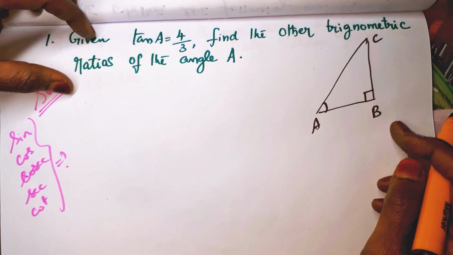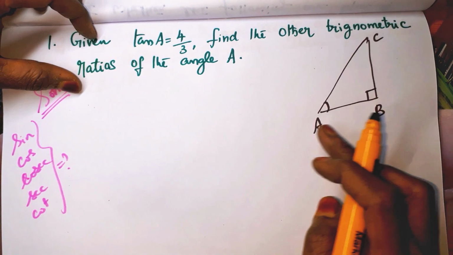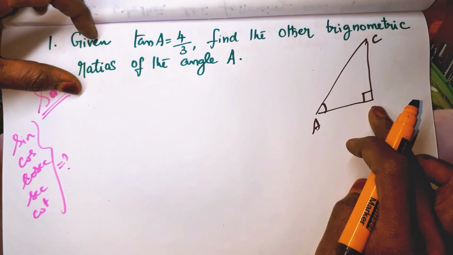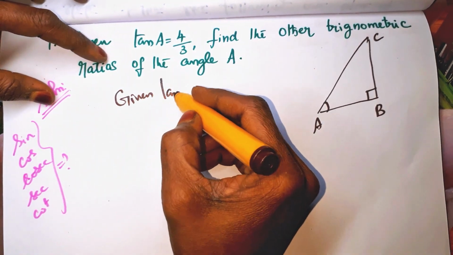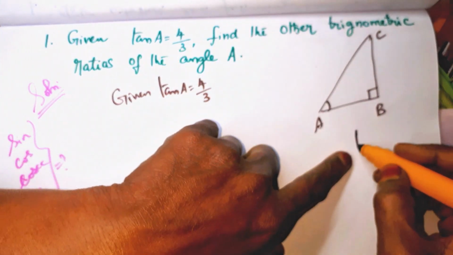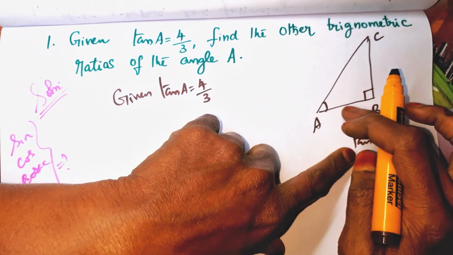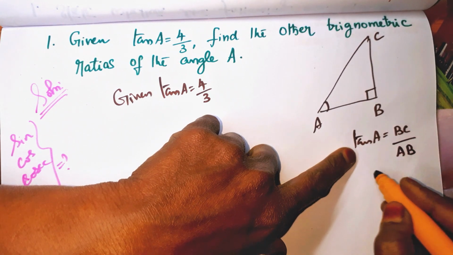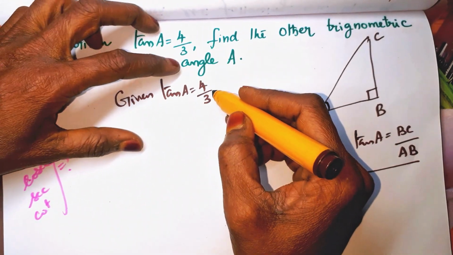So this is a right angle triangle, right angle at the vertex A, no, I'm sorry, right angle at the vertex B. Okay, so what is given? Tan A is equal to 4 by 3. What is the formula for tan A here? Tan A is equal to opposite side by adjacent side, so BC by AB. This is tan A, right? They have given tan A is equal to 4 by 3.